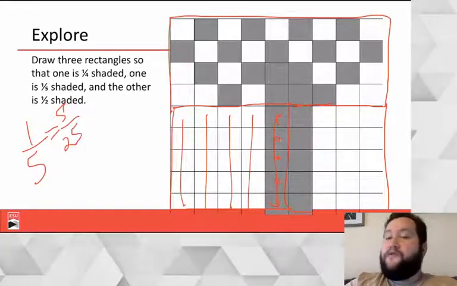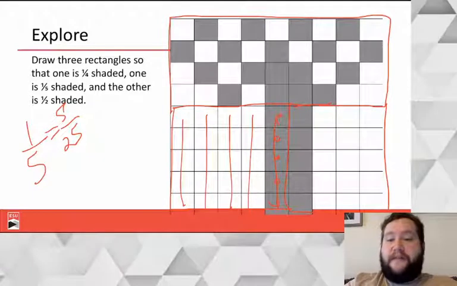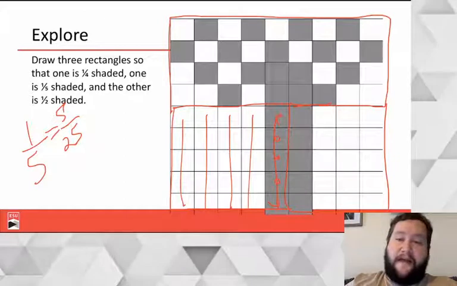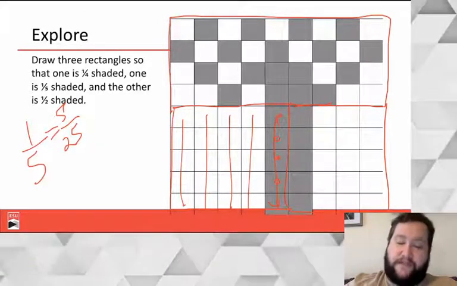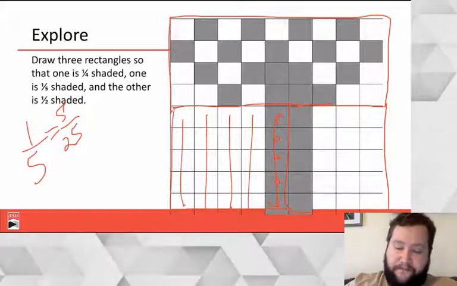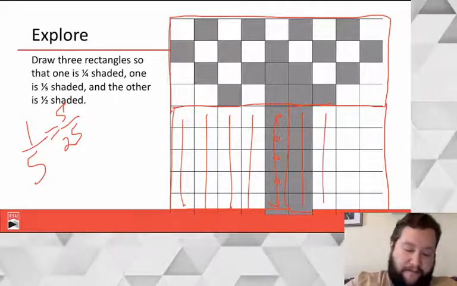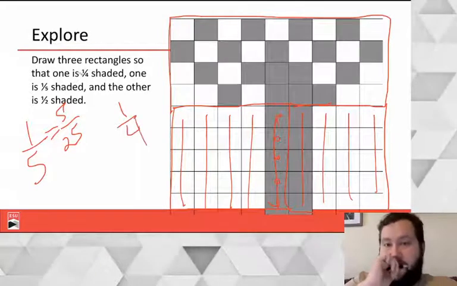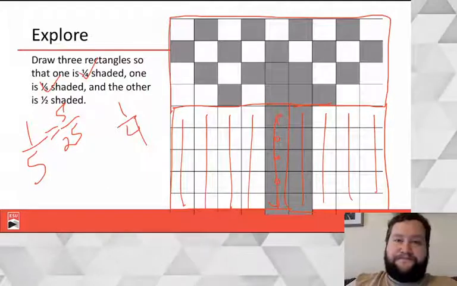And so use whatever strategy makes the most sense for you. That goes back to then there are many ways that we're smart at math. There are many different ways that we think about mathematics, and it's important that we support each of us in using the strategy that makes the most sense for us. And so here we have another column, 1, 2, 3, 4 of them, 1/4. So we have our quarter and our fifth. And so now we just need to hope that that top one is half shaded.